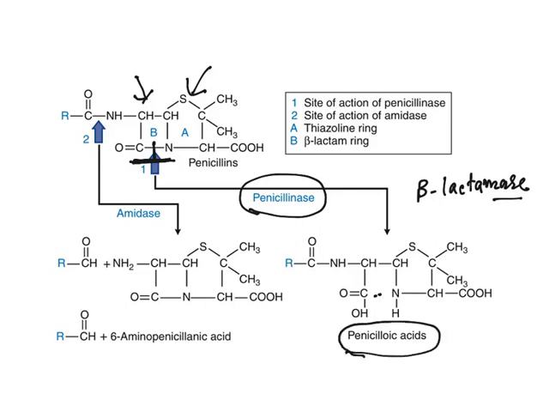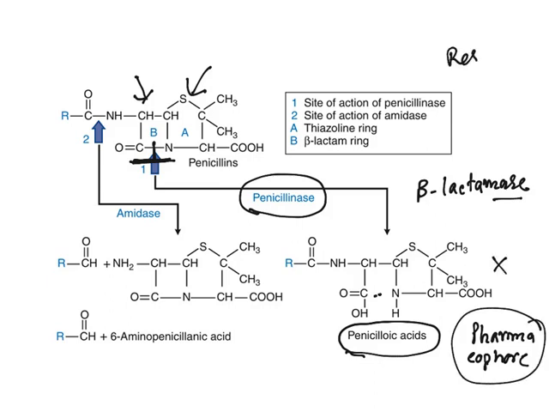As I told you, beta-lactam ring is the pharmacophore. Pharmacophore means that ring is essential to show action. If the ring is not there, it cannot show its action. This is how bacteria develop resistance. It releases beta-lactamase enzymes which will break this ring, and the pharmacophore is not there, so no mechanism of action will be there. Now another important enzyme is amidase.